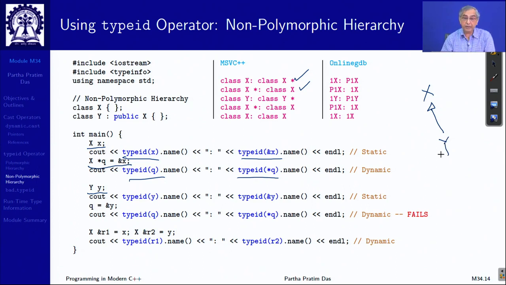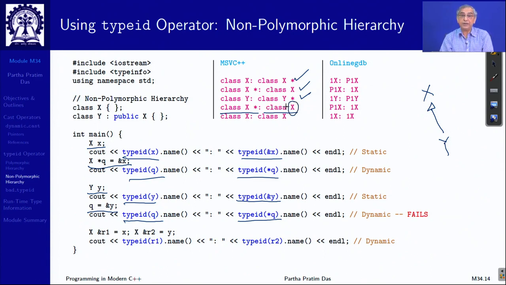So, this is a hierarchy, but it is not polymorphic, right. The y object, I do this, I get class y. I do an upcast of the y object to the pointer of x object. So, I have done an upcast and I try to do this. I get x star and I get x object.